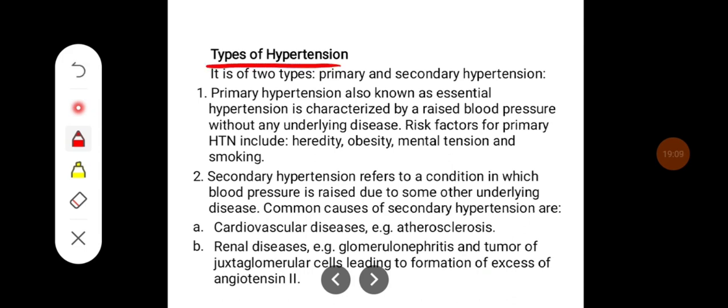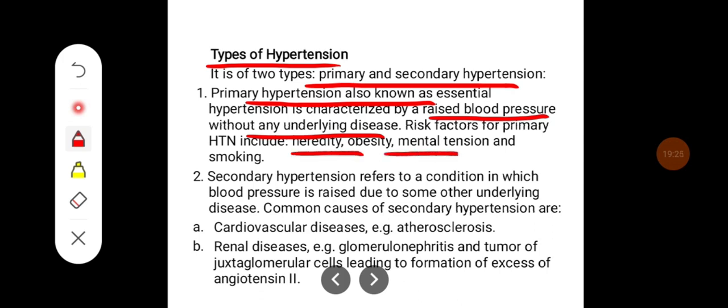Types of hypertension. There are two types of hypertension, primary and secondary hypertension. Primary hypertension is also known as essential hypertension and is characterized by raised blood pressure without any underlying disease. Risk factors for primary hypertension include heredity, obesity, mental tension, and smoking. Whereas secondary hypertension refers to a condition in which blood pressure is raised due to some other underlying disease.